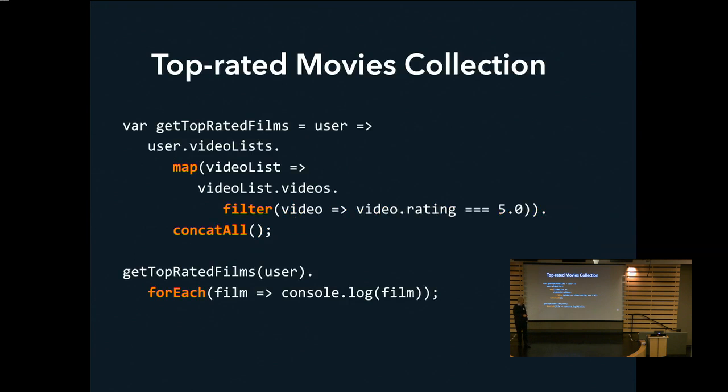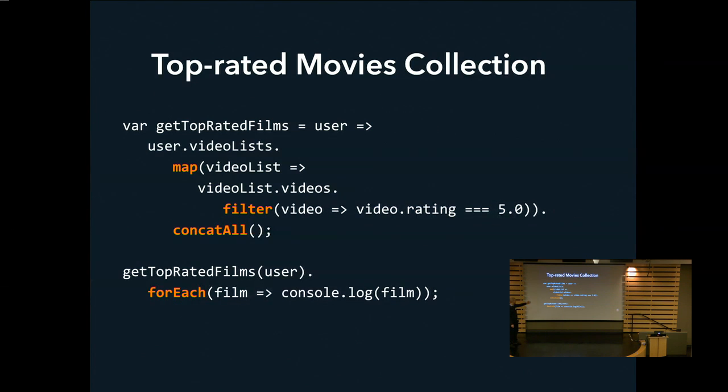So I'm going to write a function called getTopRatedFilms. And it's going to accept a user object. Remember, arrow means function, people, right? I'm going to go through the user's video lists and map over them. And for every video list, I'm going to return the videos that have a rating of 5. So before I return the videos, I'm going to filter the videos for only those videos with a rating of 5. Now that's going to leave me with a two-dimensional collection, because for each video list, we are returning another collection of videos, which is filtered. And so at the end of that, I'm just going to apply concatAll to that and flatten it into a nice flat collection of your favorite Netflix titles.